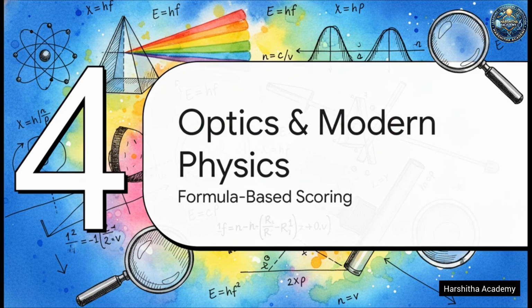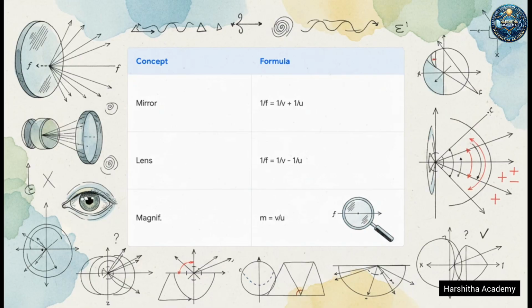Section 4. Optics and Modern Physics. This is where you score big with straightforward, formula-based questions. Optics is a massive deal. To make sure you don't panic and mix things up, let's compare the mirror and lens formulas. The mirror formula is 1 over f equals 1 over v plus 1 over u. But the lens formula? It's 1 over f equals 1 over v minus 1 over u. You really have to watch those plus and minus signs. And keep your magnification formula, m equals v over u, in your back pocket too.